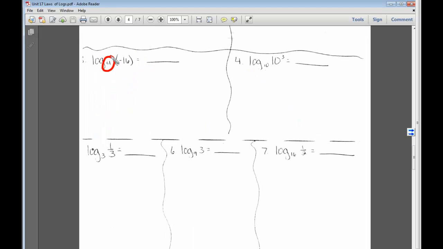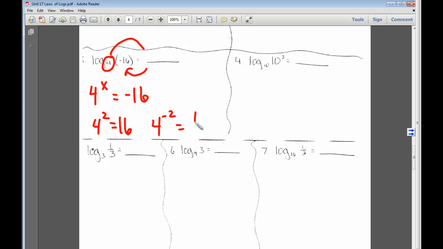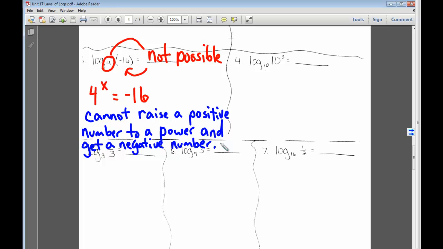4 raised to some power equals negative 16. Let's think of this. 4 squared is equal to positive 16. 4 to the negative 2 is equal to 1 over 4 squared, which is 1 over 16. This is not possible. Cannot raise a positive number to a power and get a negative number.